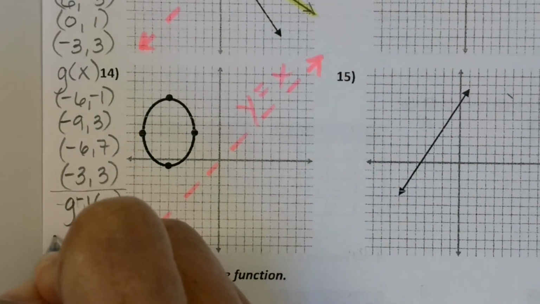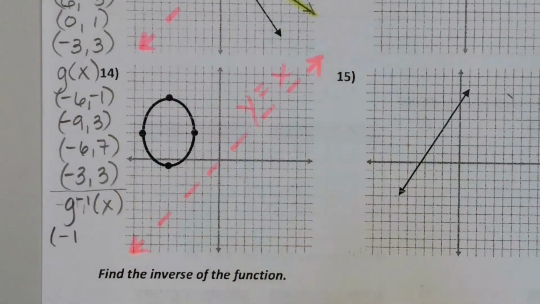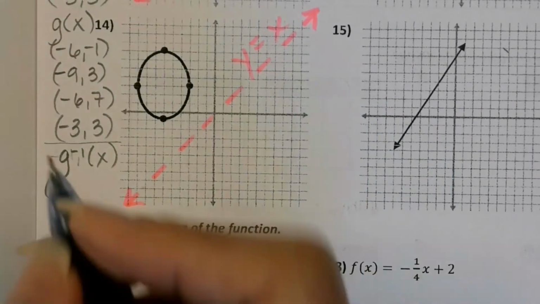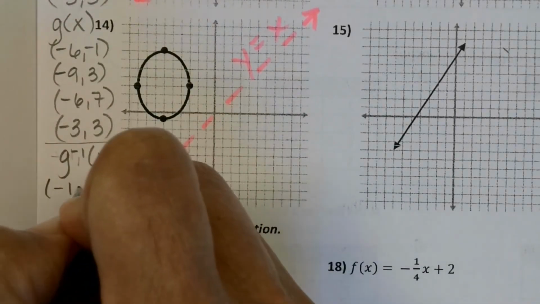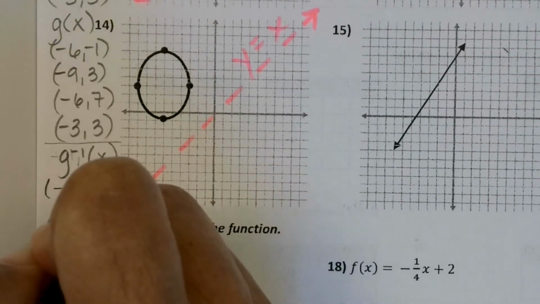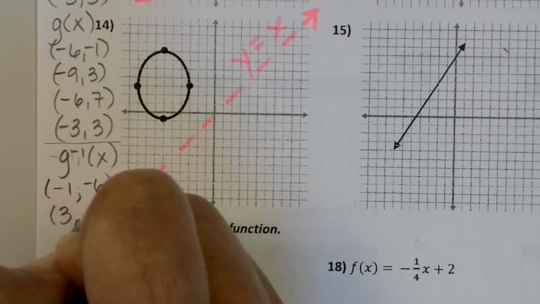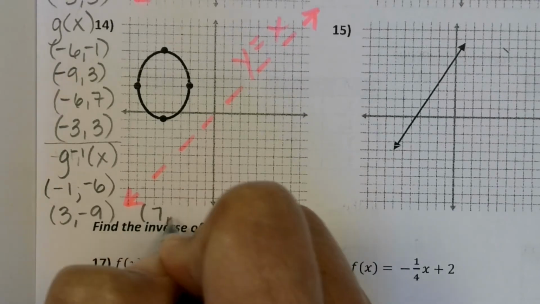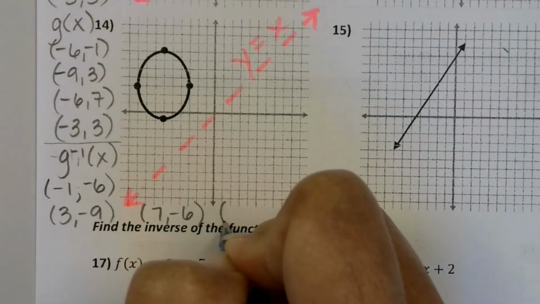Oh, I'm going to have to really run down here. Hope you can still see me. Let's shift this paper up a little bit. -1, -6, 3, -9. I'm going to come over here. 7, -6, and 3, -3.